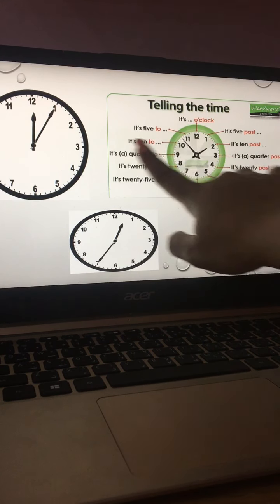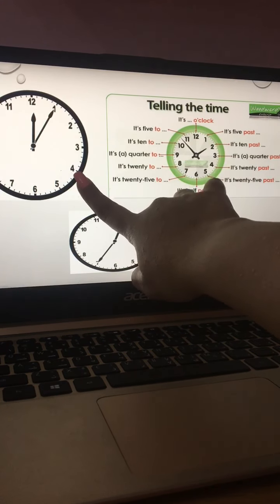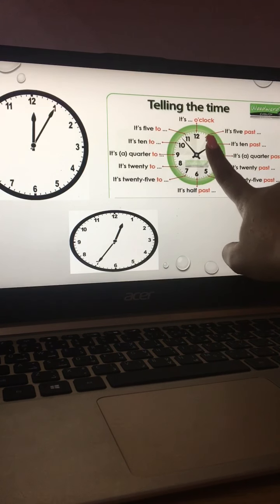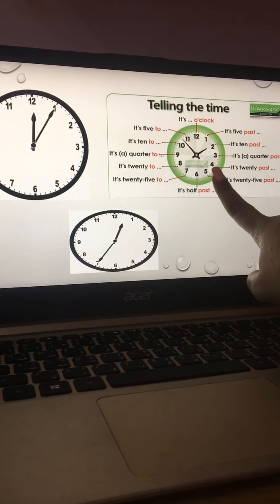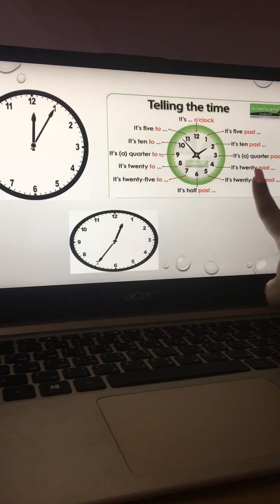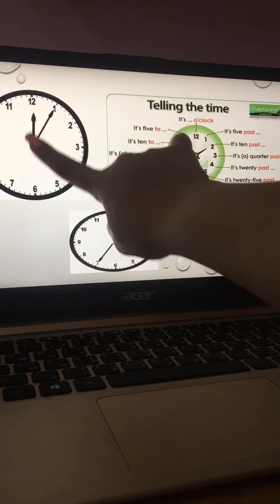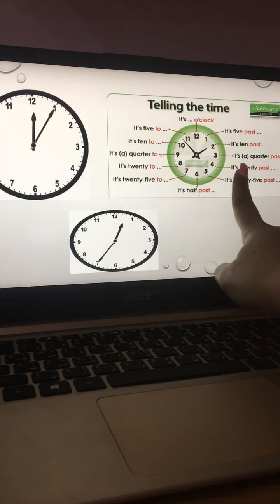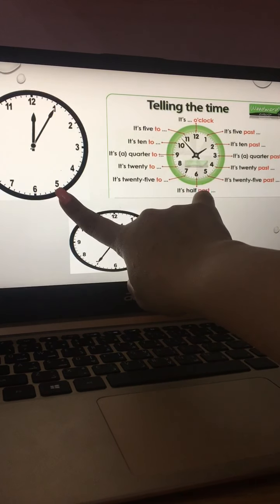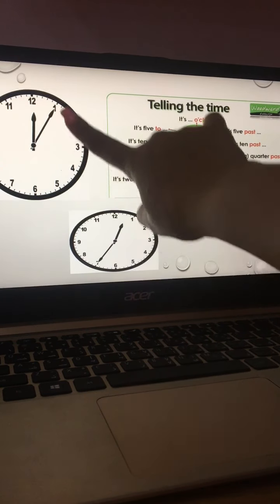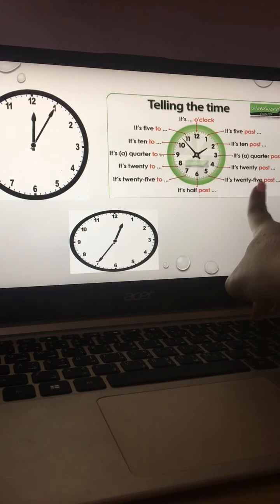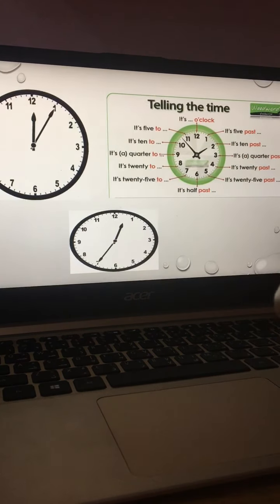Now, if the minute hand is pointing to 4, we say it's 20 past, because we are counting by 5s here. 5, 10, 15, 20, okay? So we say 20 past what? The hour hand points to 12, so 20 past 12, okay? Now, when the minute hand points to 5, what do we say if we count by 5? Let's count by 5. 5, 10, 15, 20, 25. So it's 25 past 12, okay?